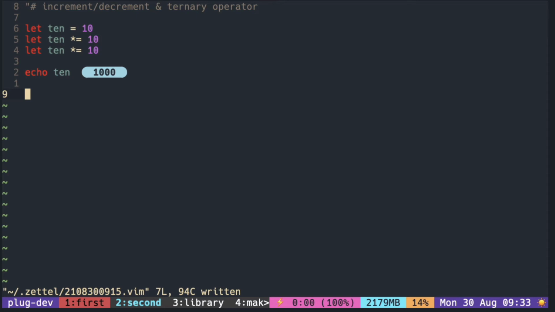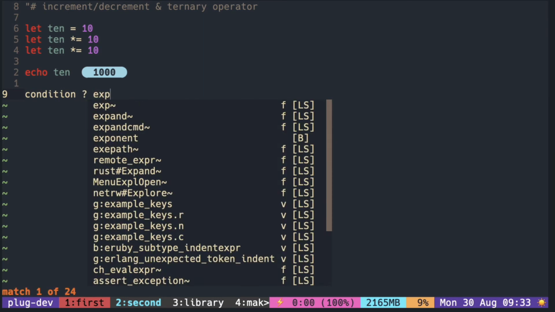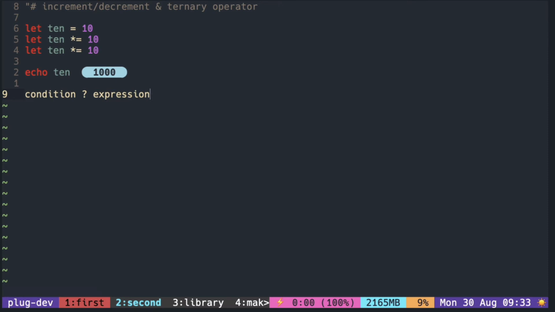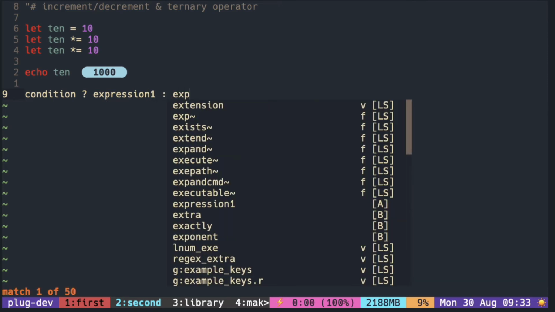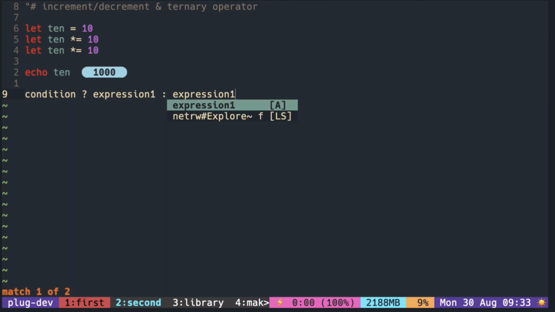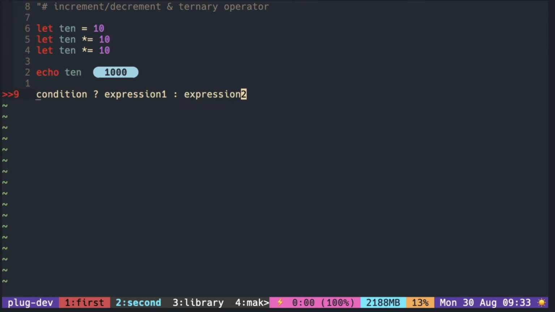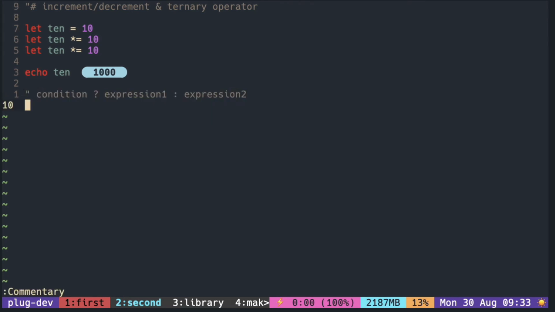And another operator that we're familiar with is ternary operator. So the syntax goes like this: condition, question mark, expression 1, colon, and expression 2. And we do have this in Vimscript.